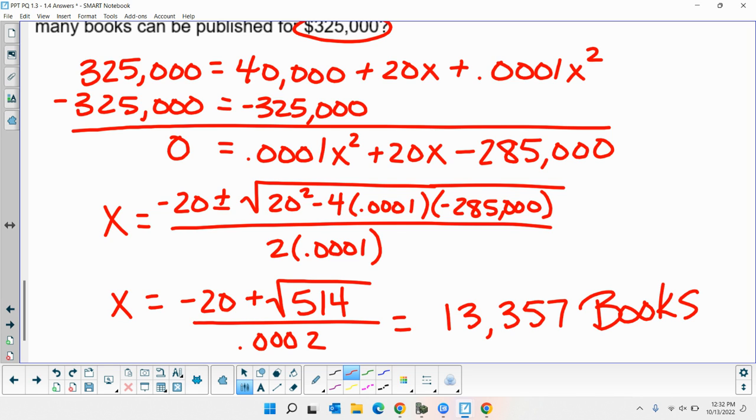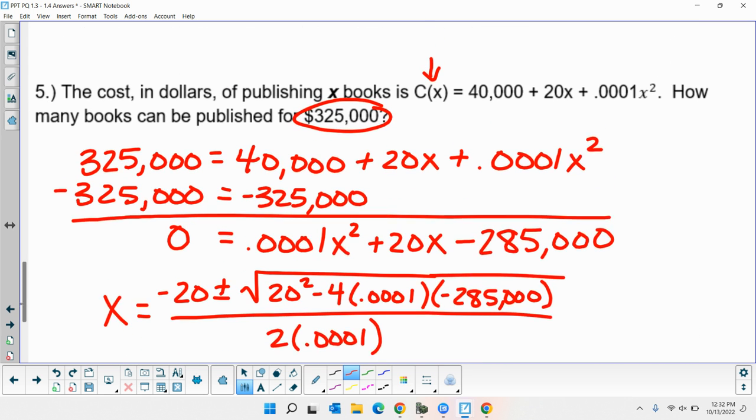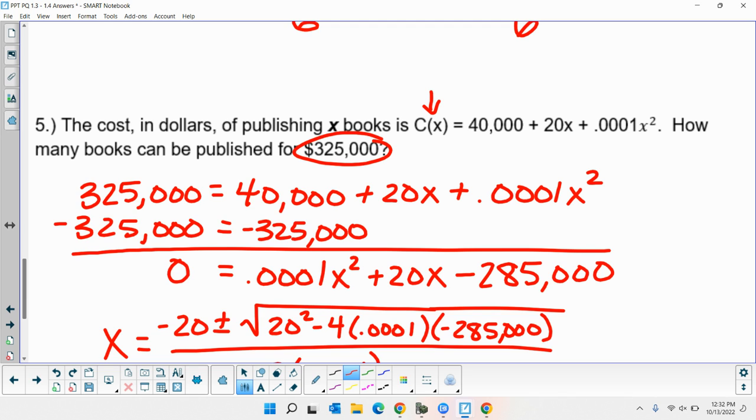Okay? So tomorrow on your quiz, everything's exactly the same except for what? That amount of money. You're going to get a different amount of money. That's all. Everything else is the same.